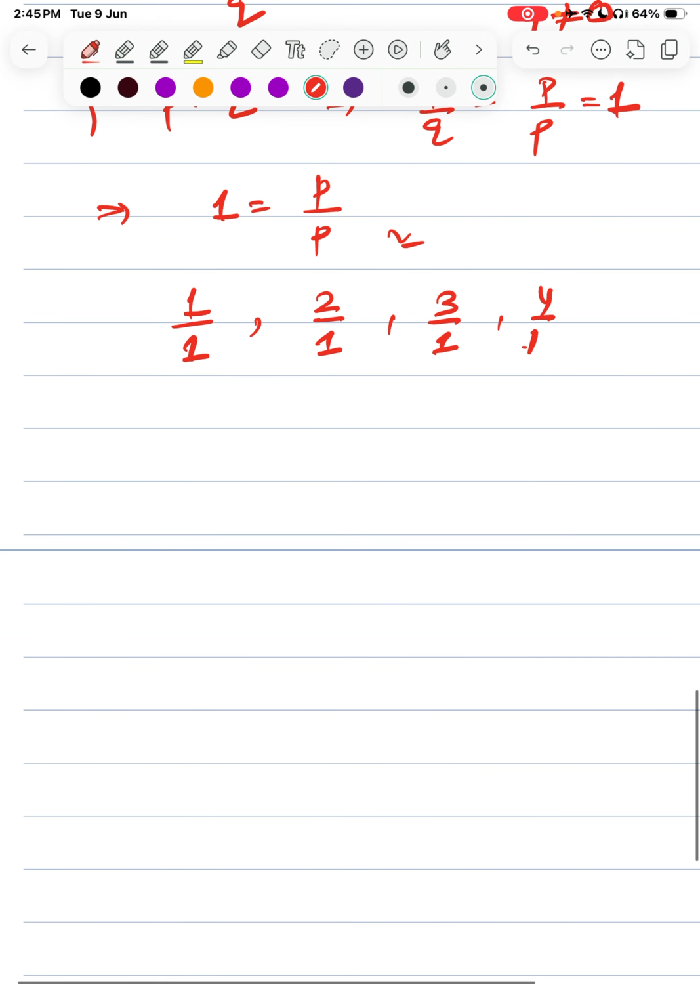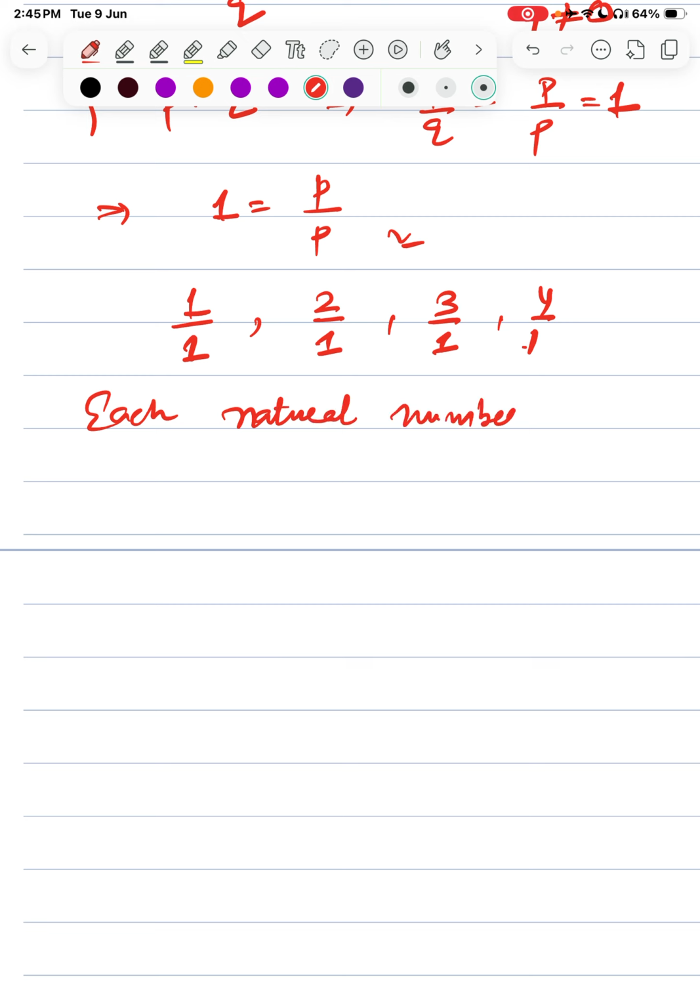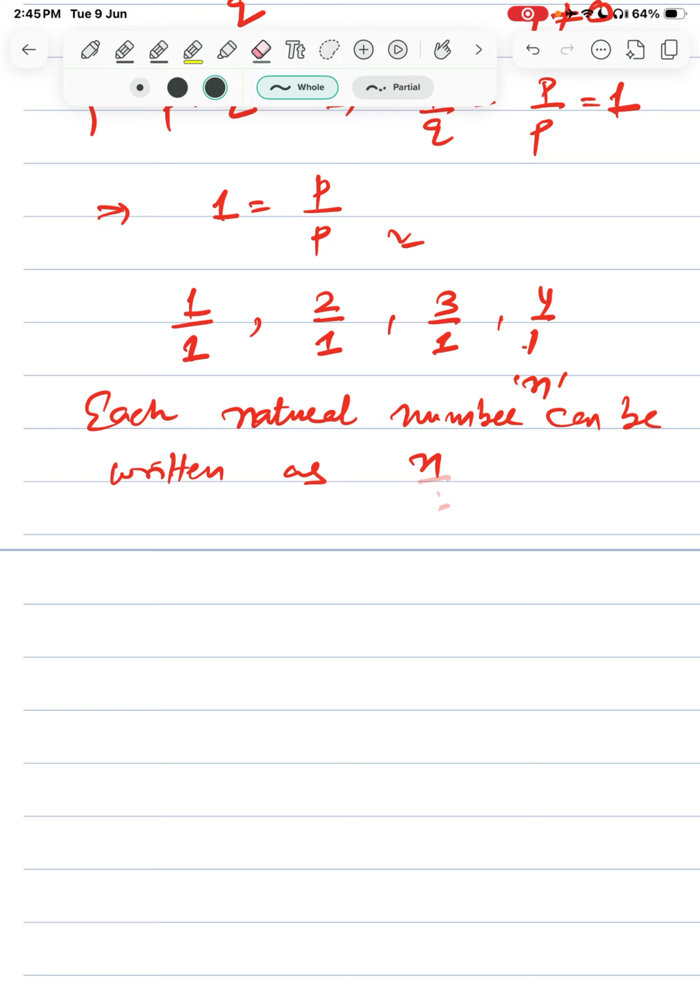So that means each natural number, which I call small n, can be written as n/1. You can write it like this. So each natural number is a rational number. Is it true? Right. Now, can we say the converse is true?